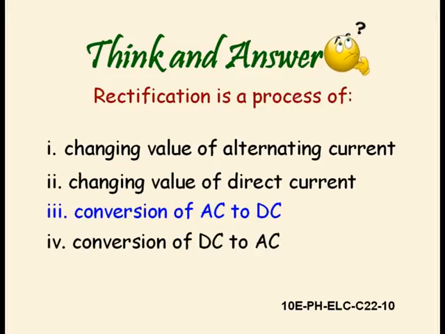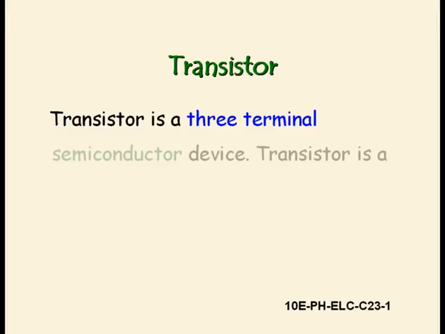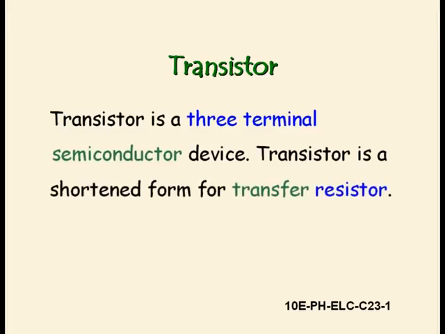Children, now let us move on to another application of extrinsic semiconductors, that is, a transistor. Transistor. Transistor is a 3-terminal semiconductor device. The name is a shortened form for transfer resistor. Children, note down this important definition in your notebooks.